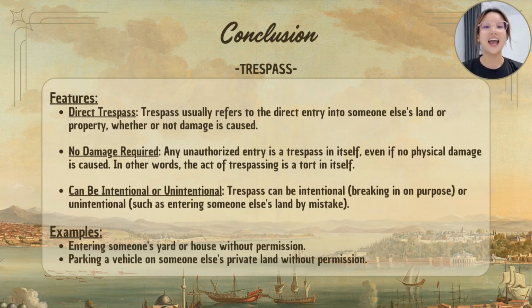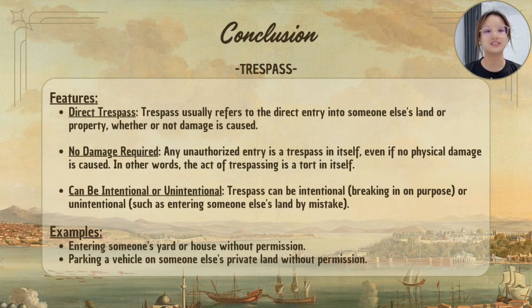In conclusion, nuisance and trespass are two common torts that involve infringements on the rights of others, but they are different in nature. Trespass is the direct unauthorized entry into another person's land or property. It is a direct violation and usually involves illegally entering another person's physical space or using another person's property without permission. Trespass itself is a tort, whether or not damage is caused.